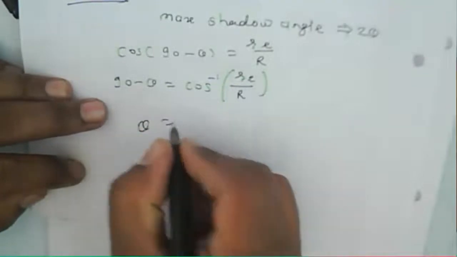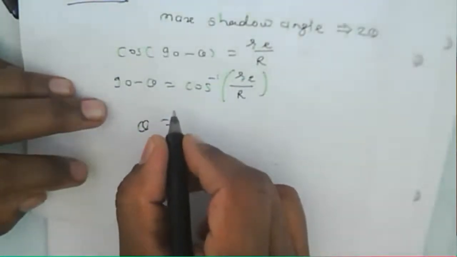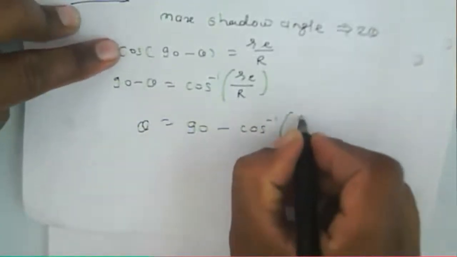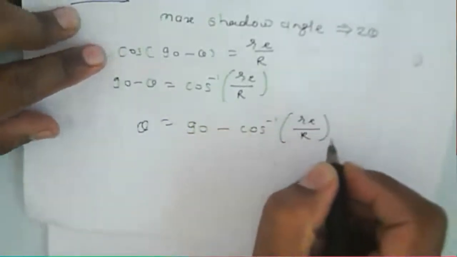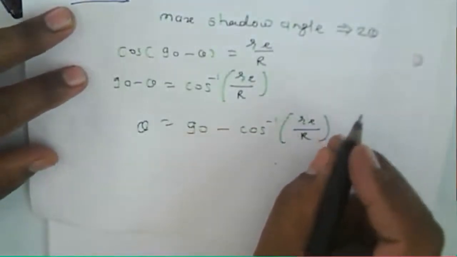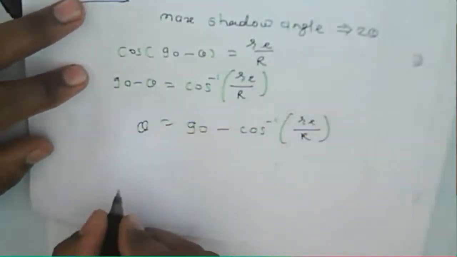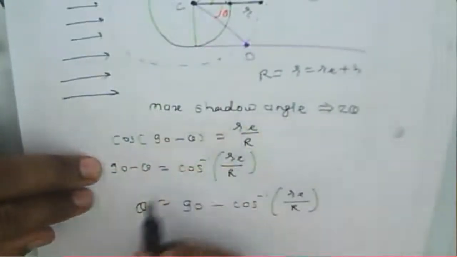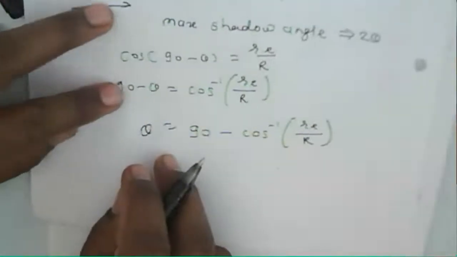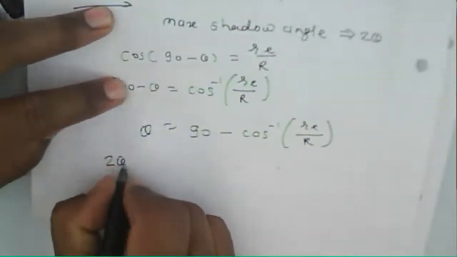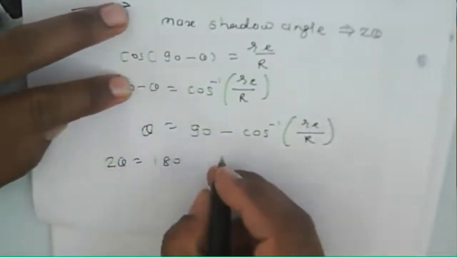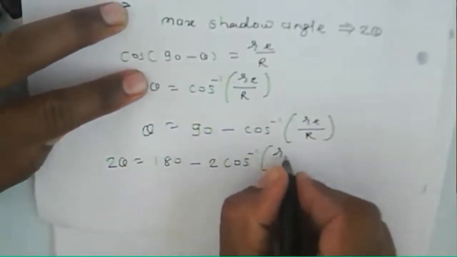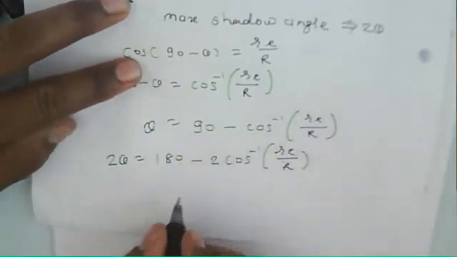What will be the value of theta? Theta is equal to 90 minus cos inverse of R_E by R. And our aim is to consider that the maximum shadow angle is twice theta. So twice theta is equal to 180 degrees minus twice cos inverse of R_E by R.